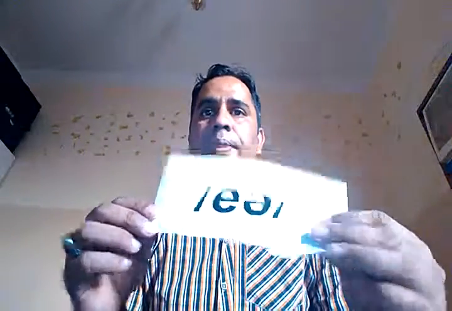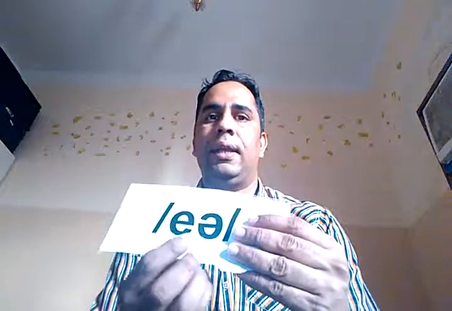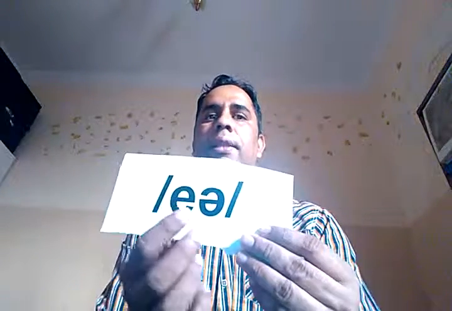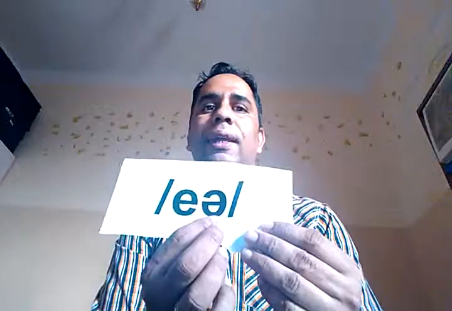Then we have the A sound. This is the A sound. It is a diphthong, which means it is again a combination of two sounds, A and E. So when you say the A sound as in here, there, your mouth starts on the position of the S sound and then it finishes at the position of the A sound.